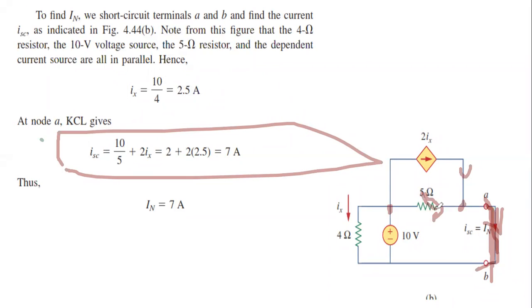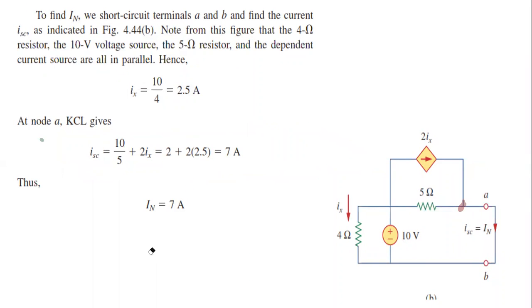So you can see, this current and this current are incoming, and this current is outgoing. So I can apply KCL. Now this current I already know, 2Ix. And what will be this current?